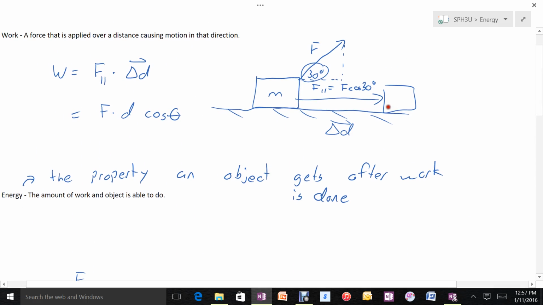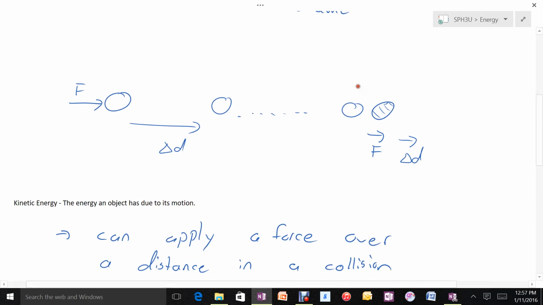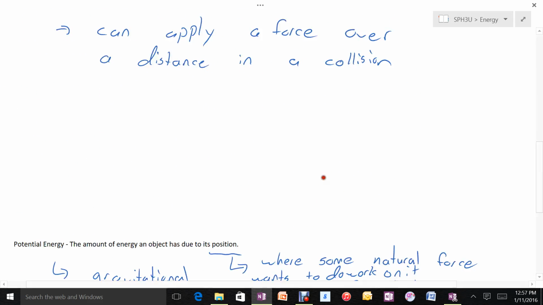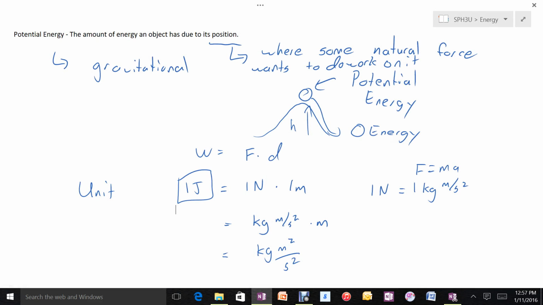So you do work to give something energy, or that something does work to give up its energy. The energy can take the form of motion or position. By position, I mean a place where a natural force wants to do work on that object.